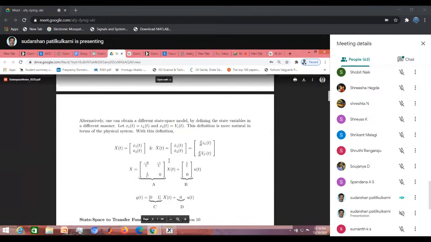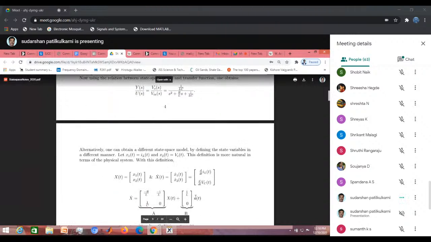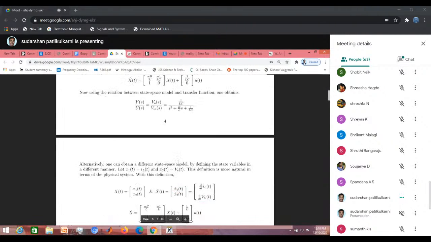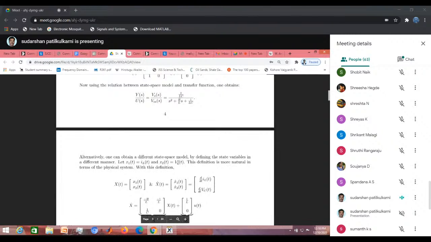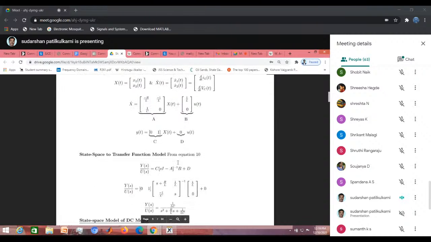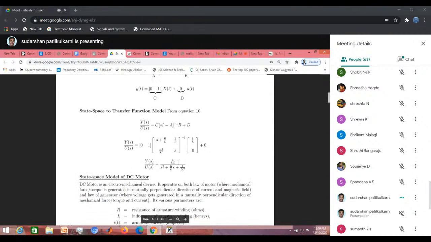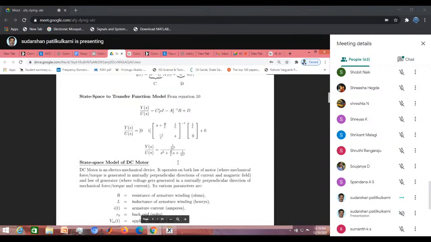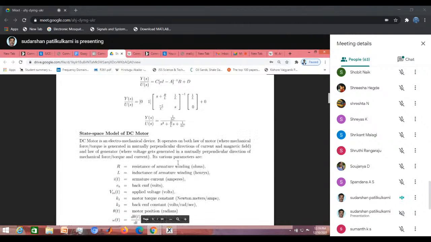Whether you use this state space model or this state space model using different state variables, you get the same transfer function. That is the main point that you need to understand. Any questions?